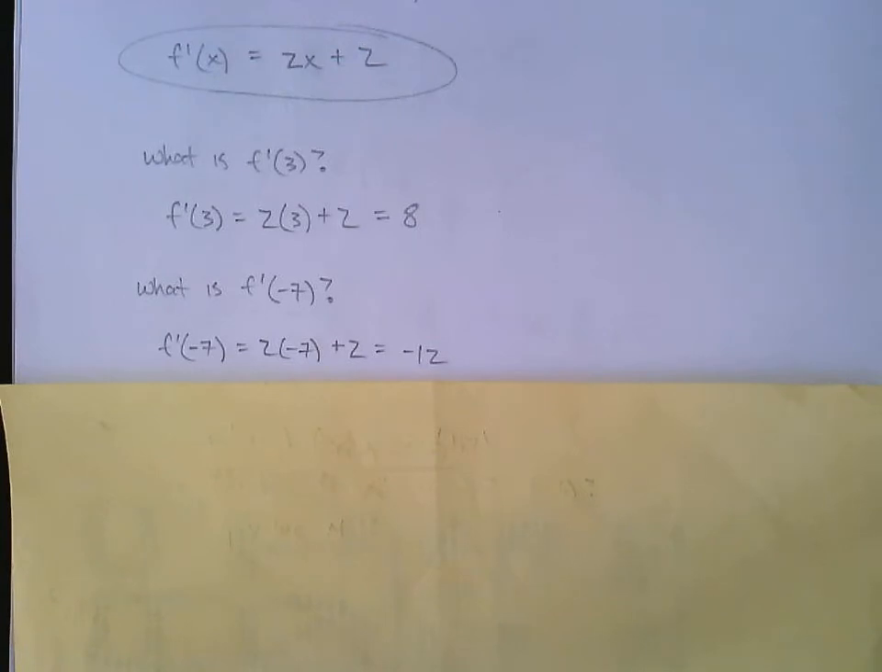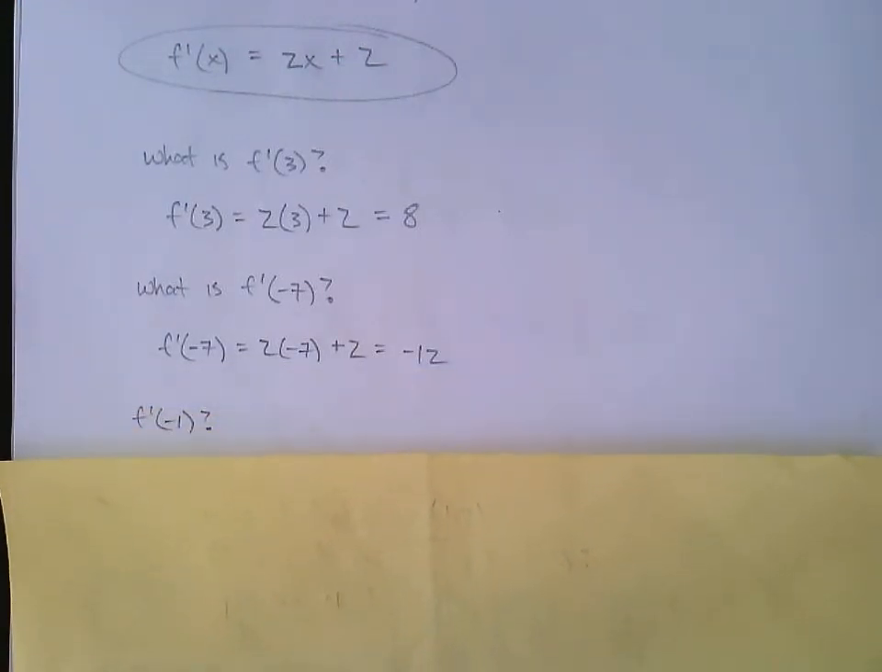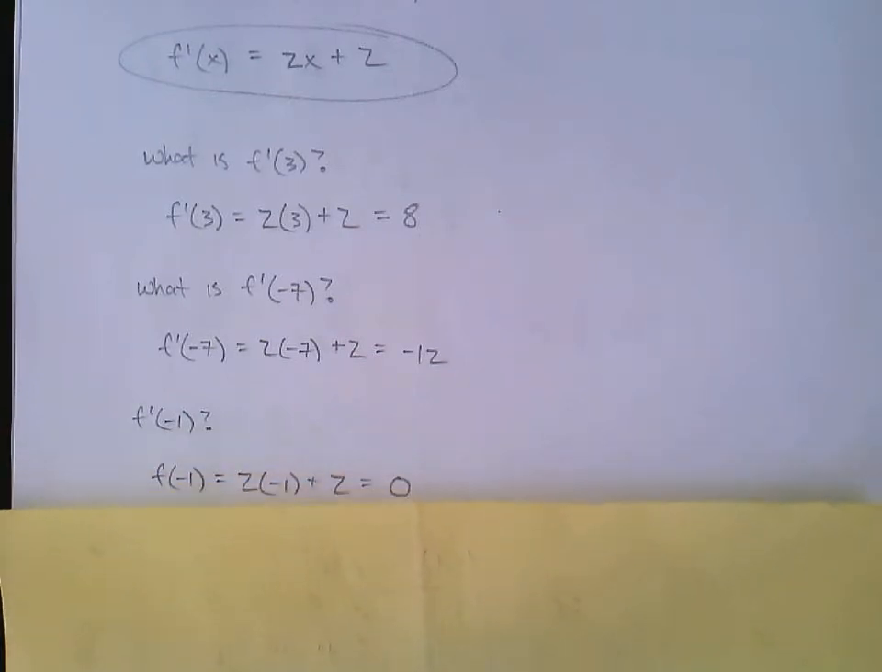Why stop here? There's an interesting one. How about f prime of negative 1? Why is that interesting? Well, what happens when you plug negative 1 in? 2 times negative 1 plus 2 would be 0. Maybe that's not a big deal, even after you see that.